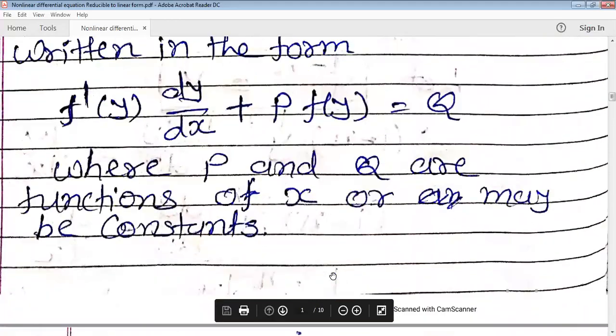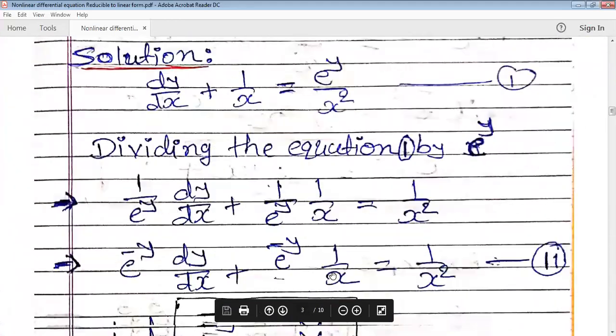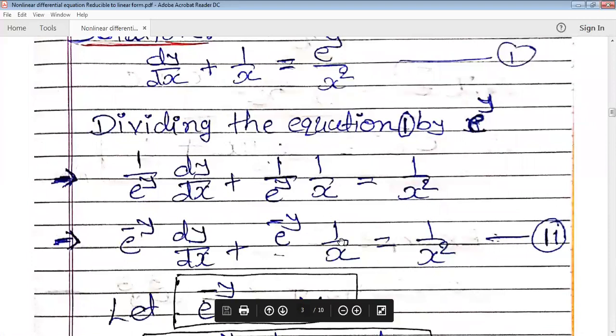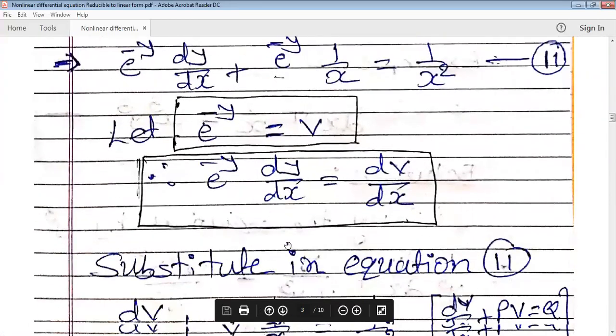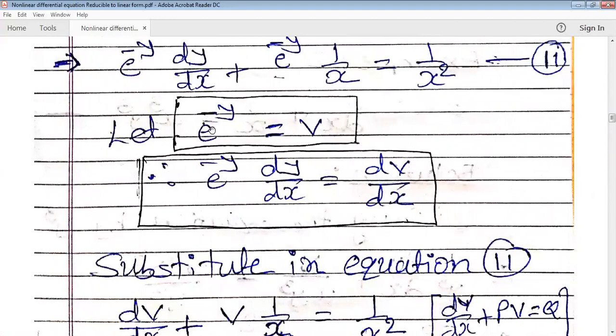So in our example, what is the multiple of p? Here this 1 upon x is our p, and the multiple of p is e raised to minus y. So we assume e raised to minus y is equal to v. Now the derivative of e raised to minus y with respect to x is e raised to minus y into dy by dx, which is equal to dv by dx. Now you have to substitute both values into equation number 2. So substituting in equation 2, we get e raised to minus y dy by dx is dv by dx, and this e raised to minus y is v.